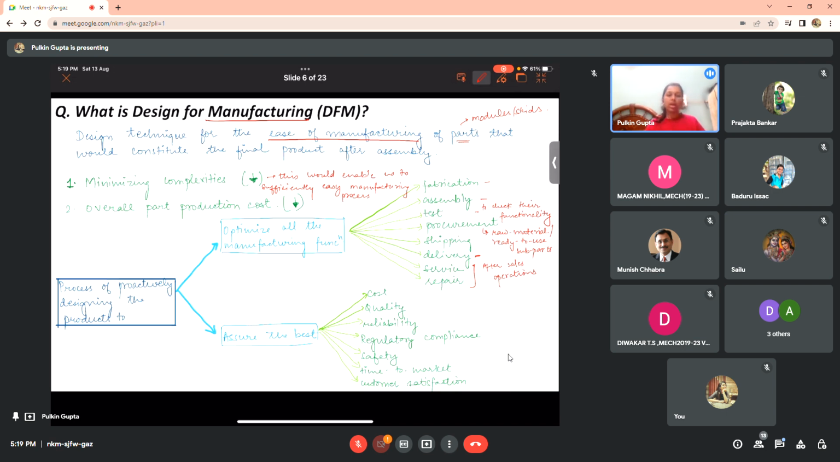And now this design for manufacturing process actually assures us of the best cost, the best quality, reliability in terms of its functions, and regulatory compliance, or in simpler terms, the industry standards or the standards set by government organizations. It ensures the best safety and the least time to market, so that you can have faster upgradation of the products and customer satisfaction, which is really given importance these days.